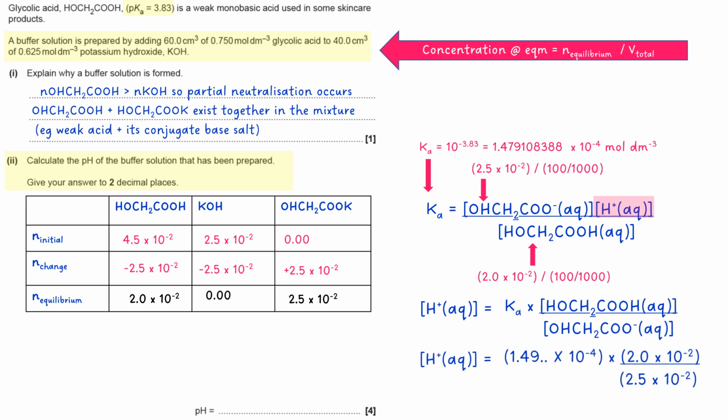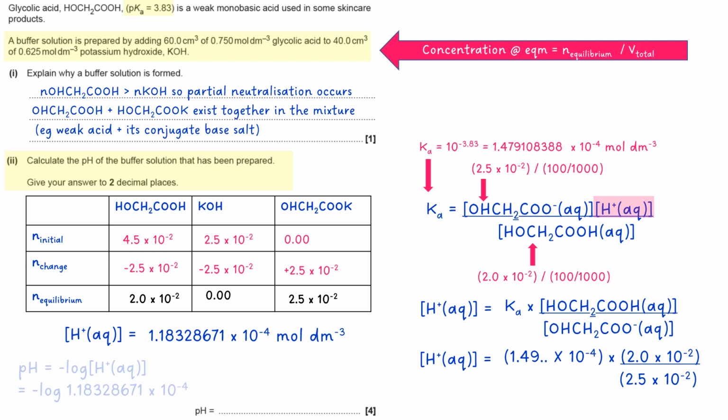You put in the numbers, and that gives you 1.1832871 times 10 to the minus 4. That then goes into the pH calculation, which is minus log of that quantity, and that gives us 3.93, remembering that you always put pHs to 2 decimal places.